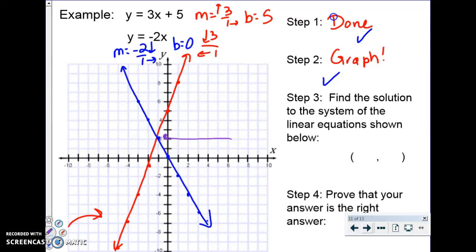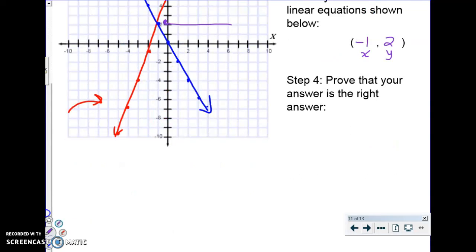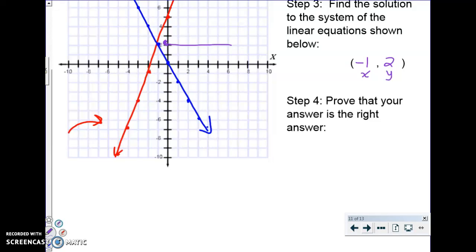So remember, the solution is an ordered pair. That point is at negative 1 for x, and then up 2 for y. So that should be the answer to that solution. That should be the solution to that system. Our next job is to check that the answer is right. So this is where I like to write both the equations and then plug in those numbers, negative 1 and 2, to see if it's right.